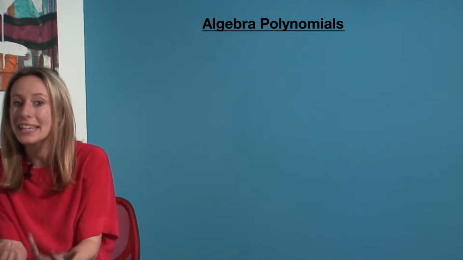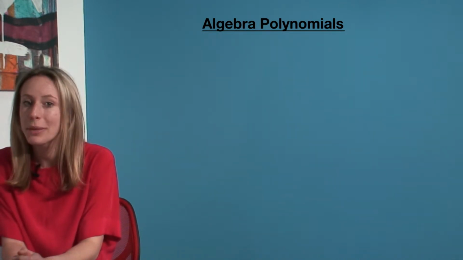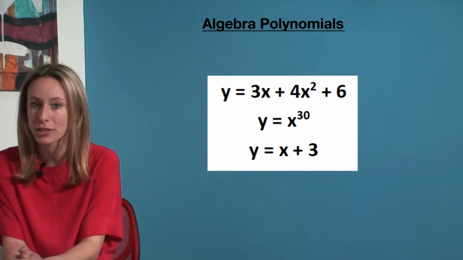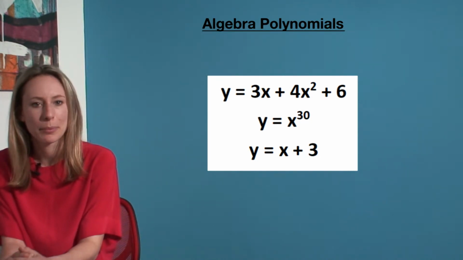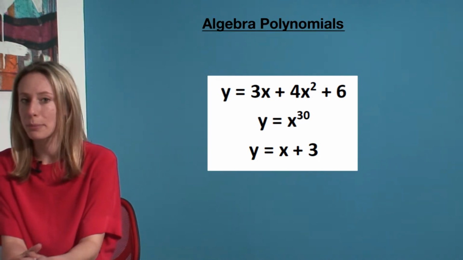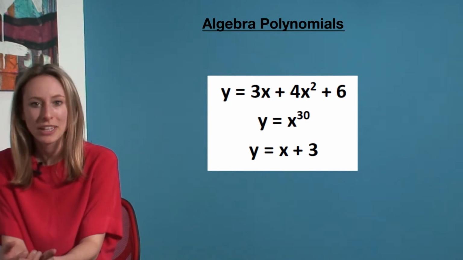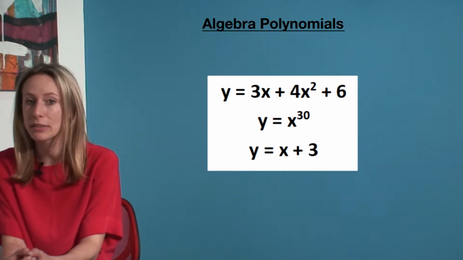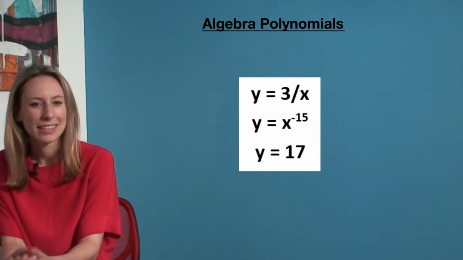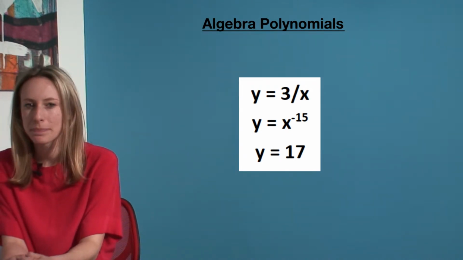A polynomial is any function that has multiple terms, where the x's are to the power of a positive integer. So, for example, these are all examples of polynomials. This is because all of the x values are to a positive power. As such, these are not polynomials.